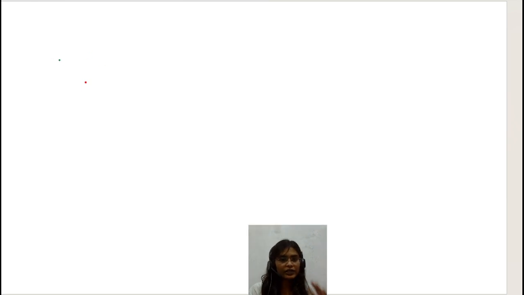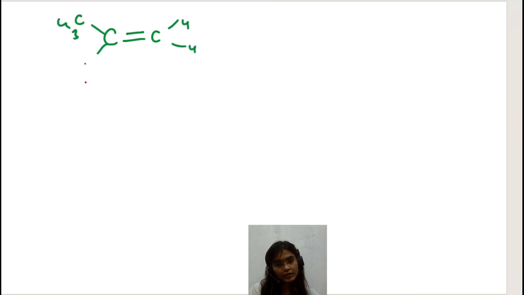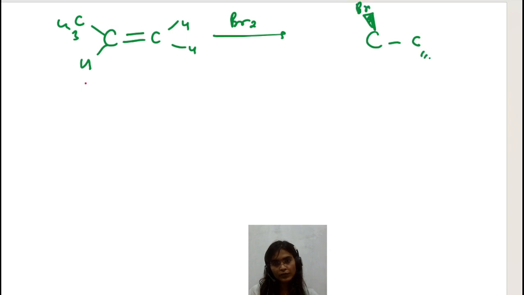Okay, let me just write decently so you are able to understand my point. You have a carbon-carbon double bond with hydrogen, hydrogen, CH3 and hydrogen. If you add Br2, we get a carbon single bond, with this bromine at the wedge position or this bromine at the dash position, hydrogen, hydrogen, CH3 or hydrogen.